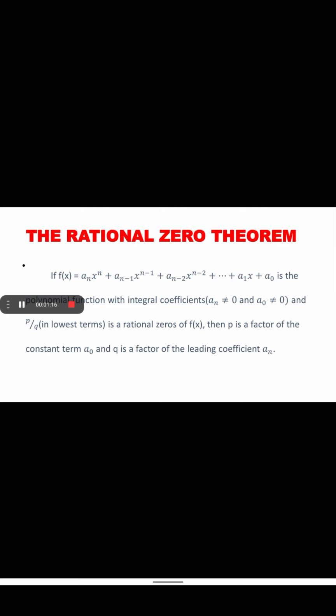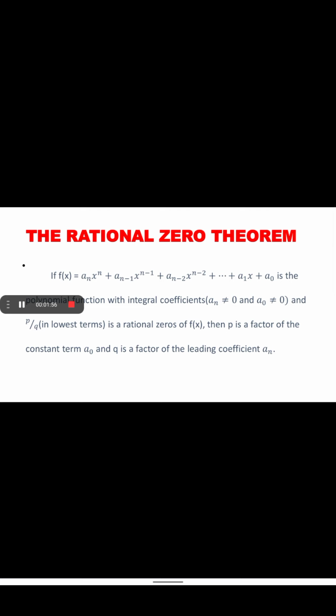That means here we consider p as a factor of the constant term. If there is a quadratic equation, in that we consider the constant term a naught, that means a constant value, as p, and the leading coefficient as q. Okay, I hope you understand this. In a quadratic polynomial, the coefficient of x square is the leading coefficient, right? That we consider as q. We can write p by q.